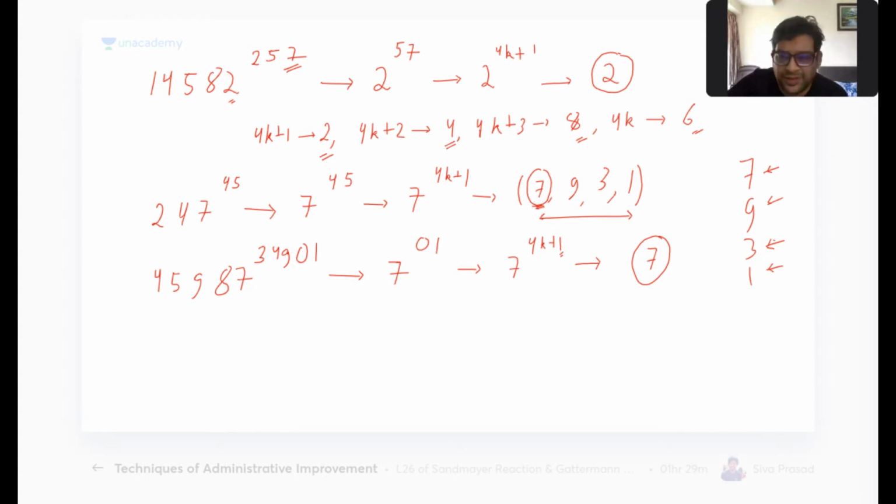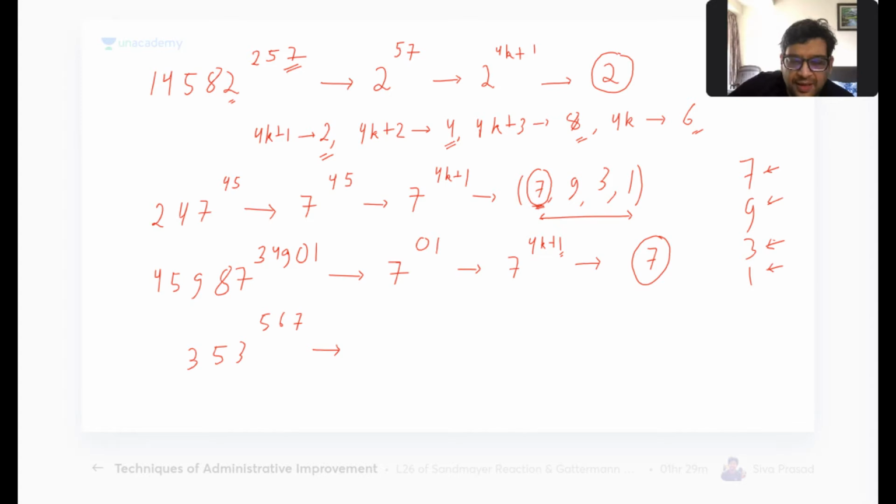Let's do one more. I think Saloni is still getting confused with it. Give me any other number raised to any other power. Any number raised to any other power. Okay, so Saloni says 353 to the power of 567.